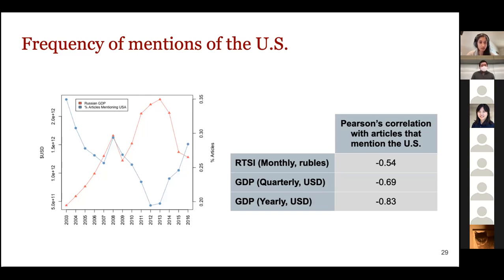And the red line shows the Russian GDP. And we can see very visually, there's this strong negative correlation. As the state of the economy starts doing worse, the news starts talking about the US more. When the economy starts doing better, the news starts talking about the US less. This graph is yearly, but if we compute these correlations at a quarterly level or at a monthly level, we find these strong negative correlations at all levels. So this is pretty striking, this very visible negative correlation.